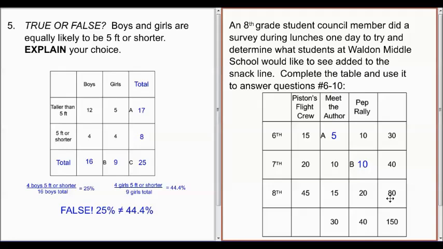And we have 80 total 8th graders. Remember, this was an 8th grade student that did this survey at lunch. So he's in the entire 8th grade lunch, so he obviously surveyed more 8th graders because he had more time to do so. Okay. So these are totals. You can see that the total number of people that wanted the Pistons flight crew was 80 as well, if we add those up.